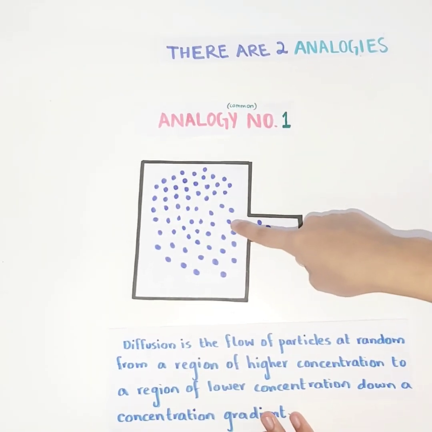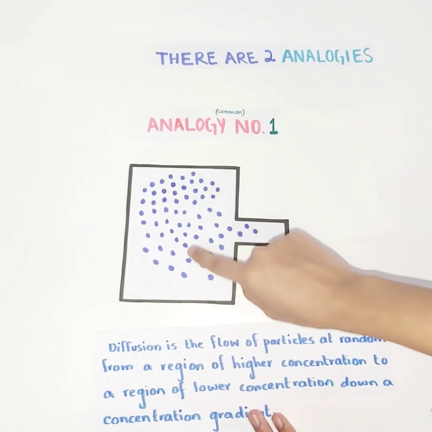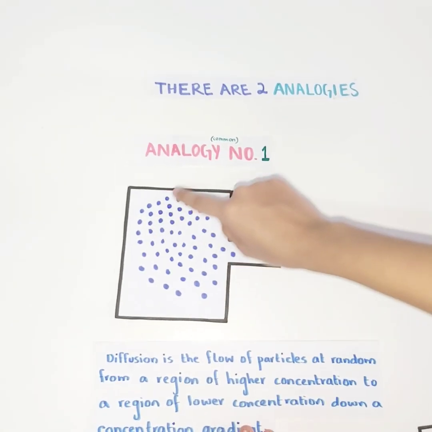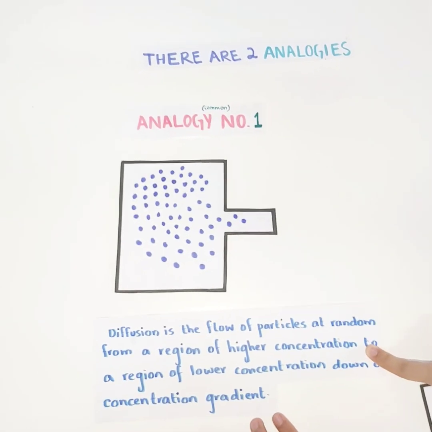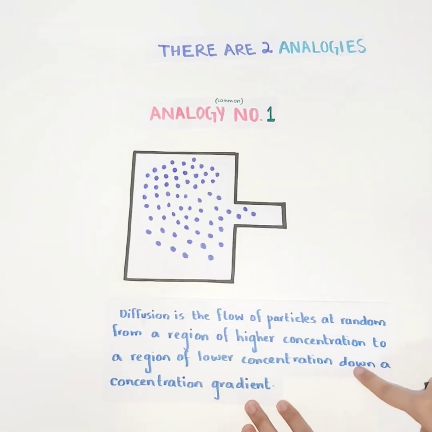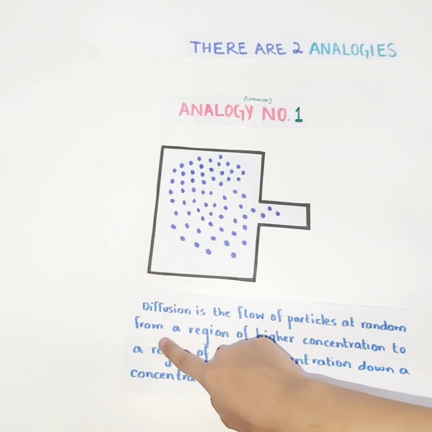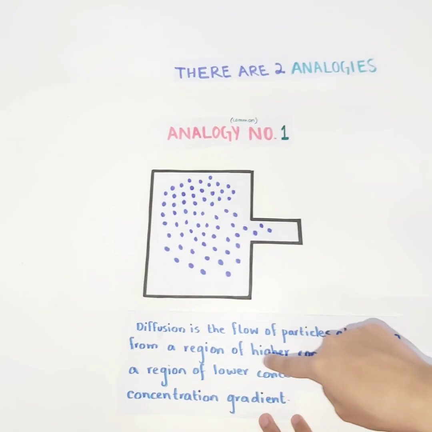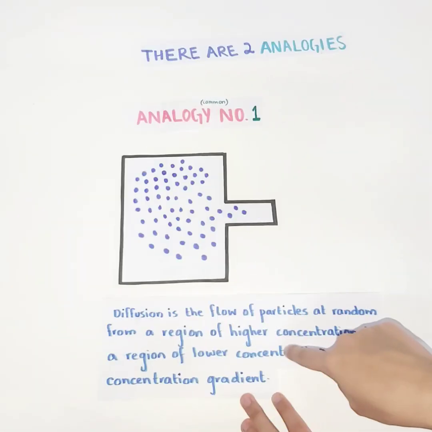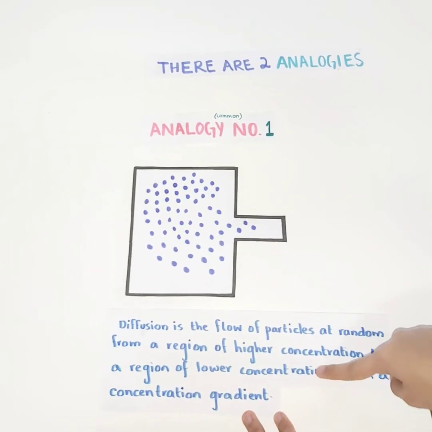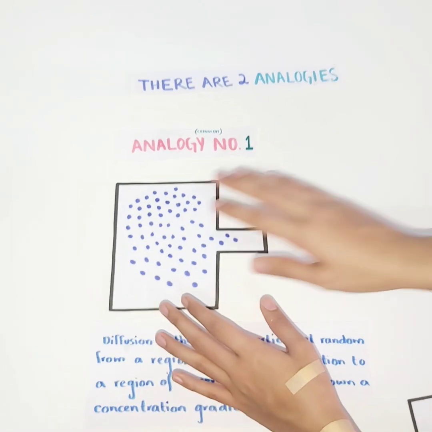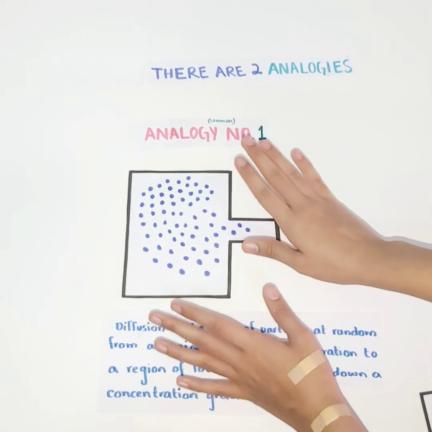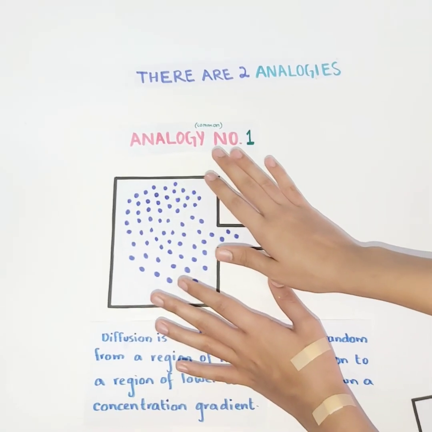If you focus here, this is in higher concentration, right? From a region of higher concentration to a region of lower concentration. The reason why this happens, I'm going to tell you later. But for now, I just want you to focus that over here we have a higher concentration.